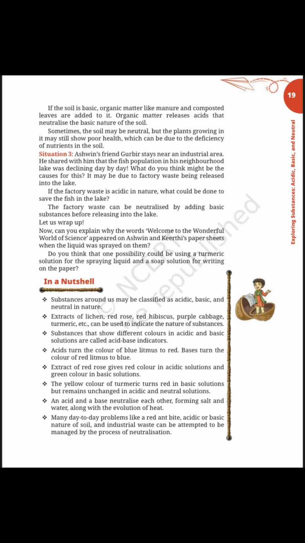Extracts of lichens, red rose, red hibiscus, purple cabbage, turmeric, etc. can be used to indicate the nature of substances. Substances that show different colors in acidic and basic solution are called acid-base indicators. Acid turns the color of blue litmus to red. Bases turn the color of red litmus to blue. Extract of red rose gives red color in acidic solution and green color in basic solution. The yellow color of turmeric turns red in basic solution but remains unchanged in acidic and neutral solution.